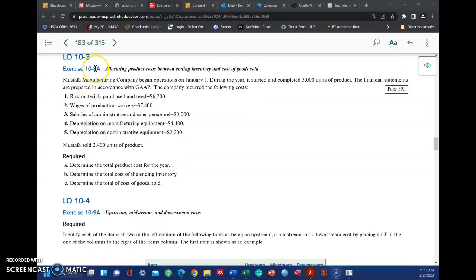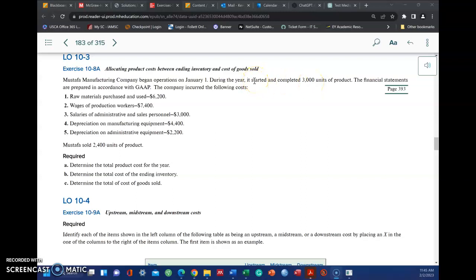In this video, we're going to look at exercise 10-8A. In this problem, we're going to calculate total production cost, total cost of ending inventory, and the total cost of goods sold. We're given the following costs or information. During the year, it started and completed 3,000 units produced.